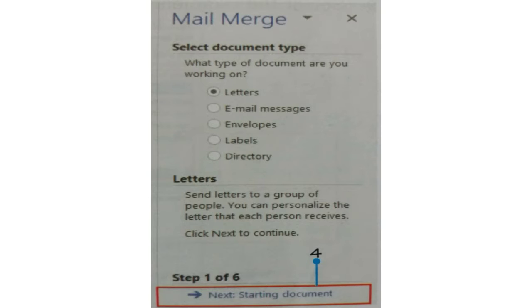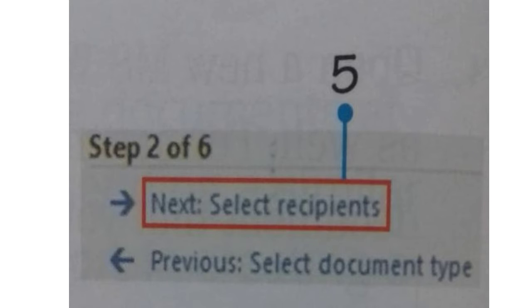Select the document type as letter and click Next: Starting Document at the bottom of the pane. Select your current document as the starting document and then click Next: Select Recipients at the bottom of the pane.